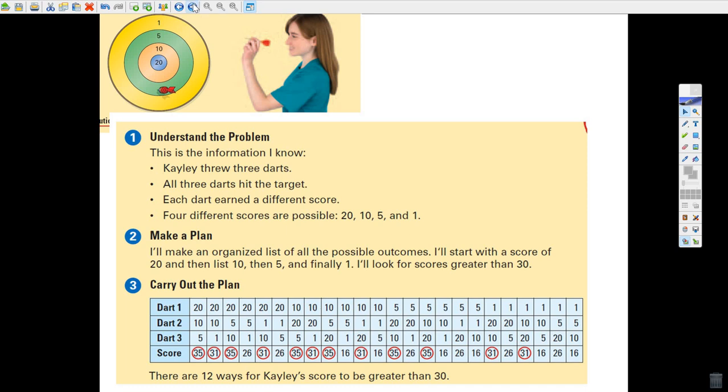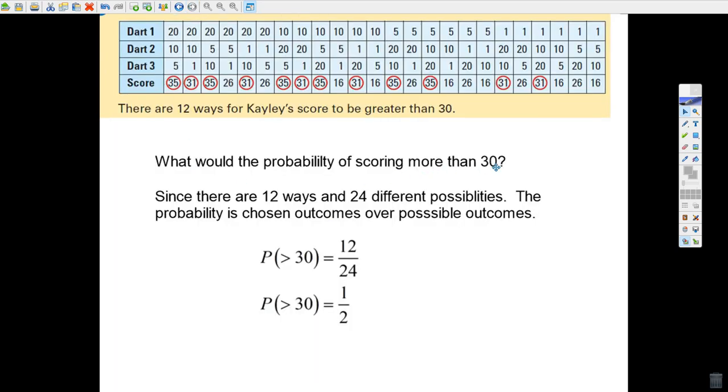And then what if you ask this question here, what would the probability of scoring more than 30? Well, you add up how many different possibilities, if she hits a different color each time. It turns out 4 times 6, there's 24 different things that can happen. How many are greater than 30? Well, she circled them. There's 12. And 12 out of 24 is a probability of 1 chance in 2, or 50%. So that's how you'd answer a question like that. Now, if you hadn't organized it like this, it would be really hard to do. But when you organize it like this, hey, it's not so hard at all.